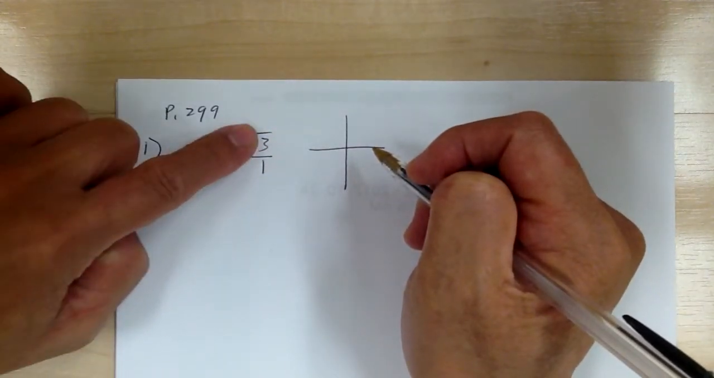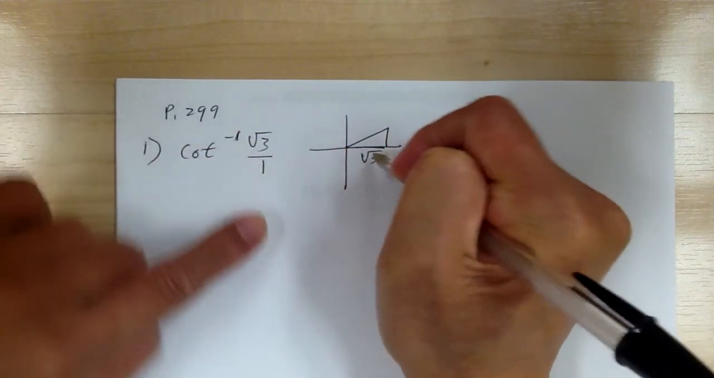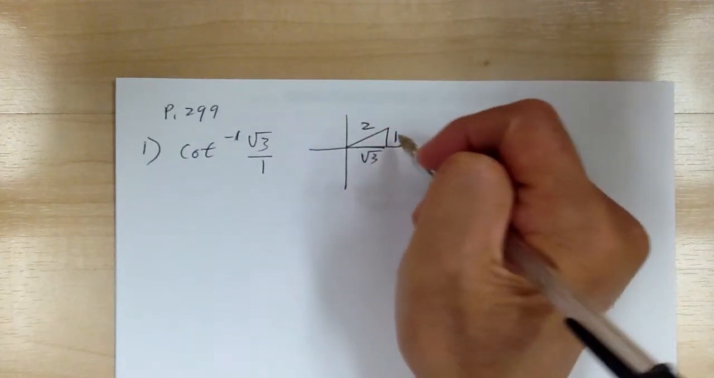So cotangent is cosine over sine. So this is cosine, this is sine. So that's your square root of 3. That's cosine and this is sine. And therefore this is 2. So by looking at this triangle, you have to figure out the angle.